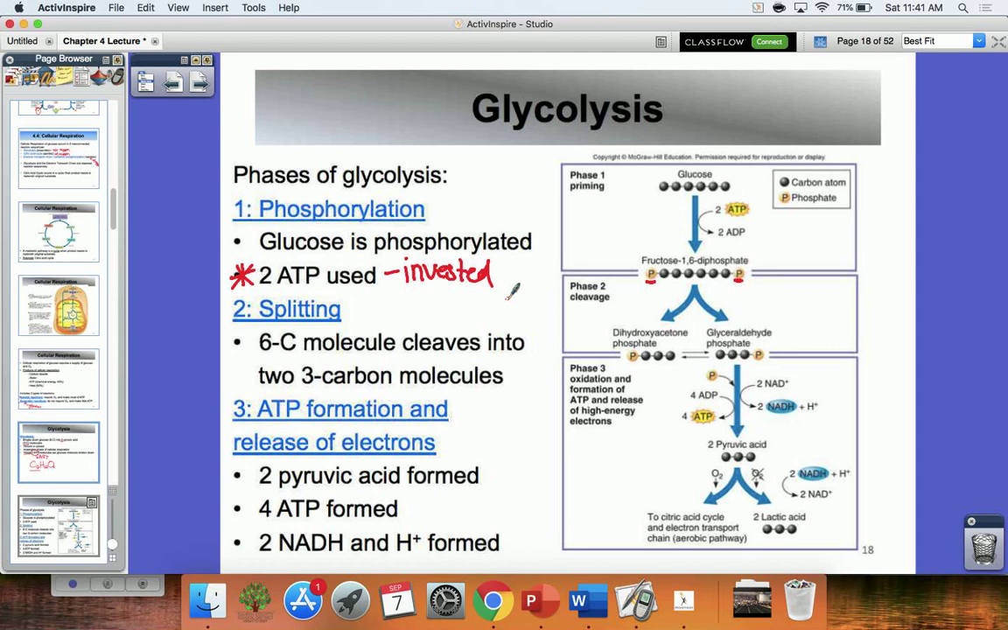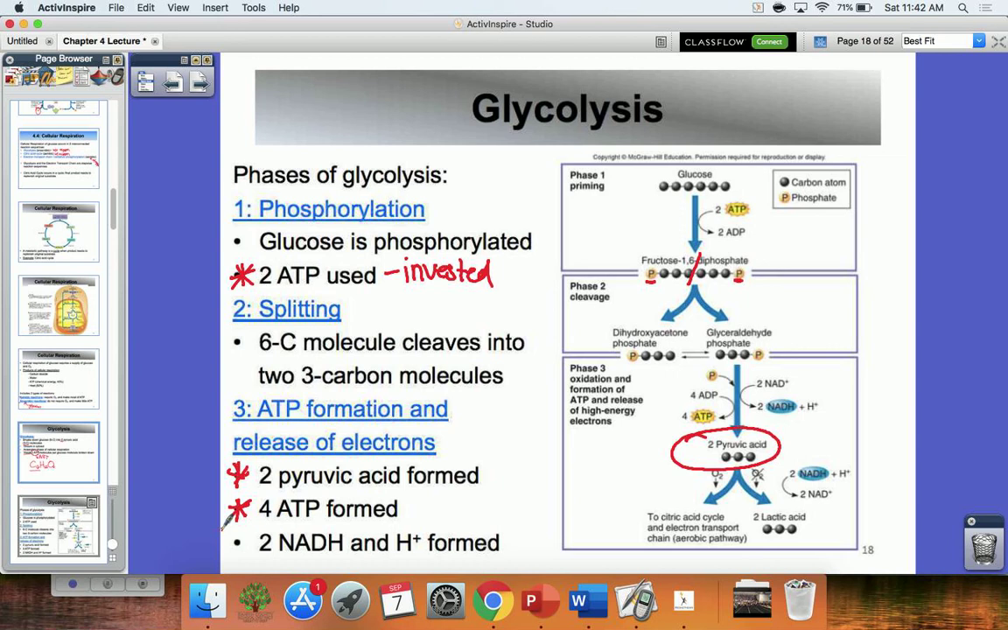The next step is the splitting, which is what glycolysis gets its name for. That 6 carbon molecule of glucose is going to be split down the middle. And now we have our 2 molecules that are 3 carbon molecules. Those molecules will then go through other series of reactions, but in the end, we're going to have our two pyruvic acid molecules that have 3 carbons, which came from the 6 carbon molecule of glucose. So in the end, we have our 2 pyruvic acids, and we also have 4 ATP that are formed.